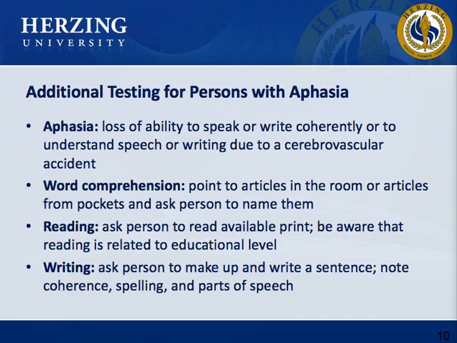Additional testing for persons with aphasia. Aphasia is the loss of ability to speak or write coherently or to understand speech or writing due to a cerebral vascular accident. Word comprehension. The person can point to articles in the room or articles from pockets, or the nurse would point to articles in the room or articles from pockets and ask the person to name them.